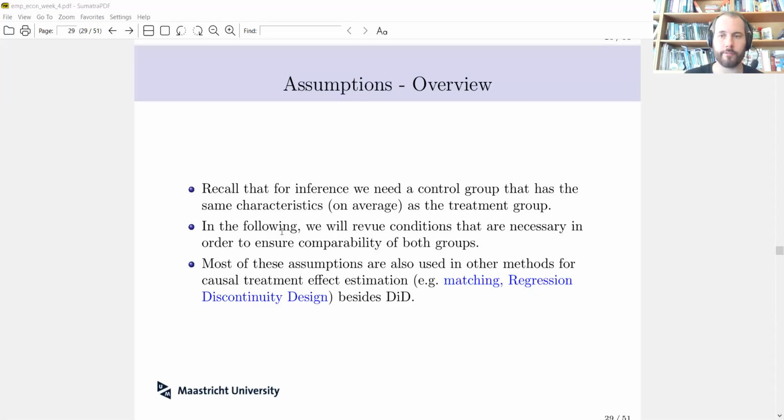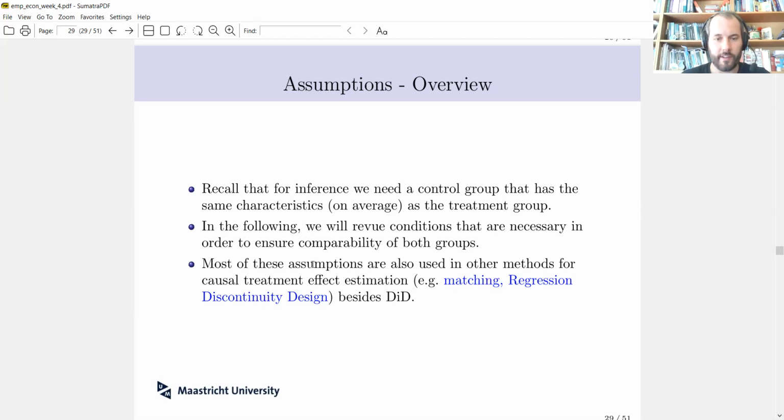Okay, so welcome back to the third part, where we discuss the assumptions that we need for difference in differences. So again, the basic idea, as we saw in the randomized controlled trials, is that we need a treatment group and a control group. And these groups should be pretty much the same except for the treatment. So we have to make both groups comparable.